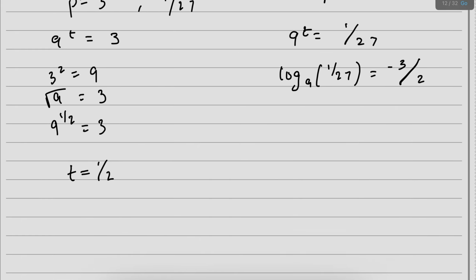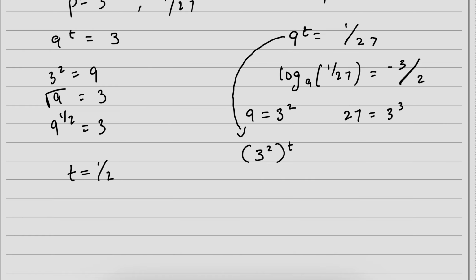well, okay, let's have everything the same base. 9 is equal to 3 squared, and 27 is equal to 3 cubed. It's essential that we know that. So if we were to rewrite everything, let's just bring this down over here. If we were to simplify this, we could write this as 3 squared to the power t is equal to 1 over 3 cubed. We write that one more time: 3 to the power 2t is equal to 3 to the power negative 3.